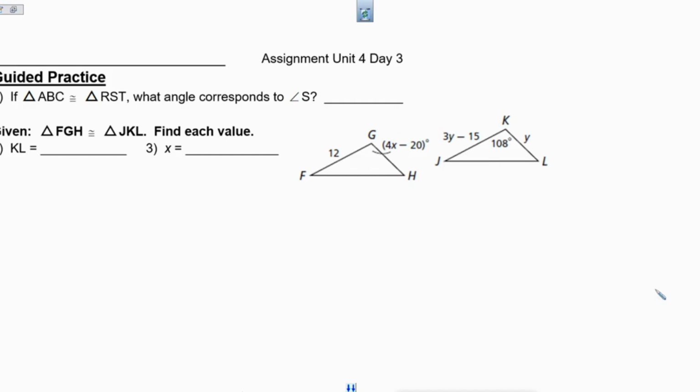Number 1, if triangle ABC is congruent to triangle RST, what angle corresponds with angle S? So we are looking for what matches up with angle S. So that is the second angle that matches up with angle B. So again, if you are typing this, you need to write out the word angle and a capital B, because this is a point. So angle B.